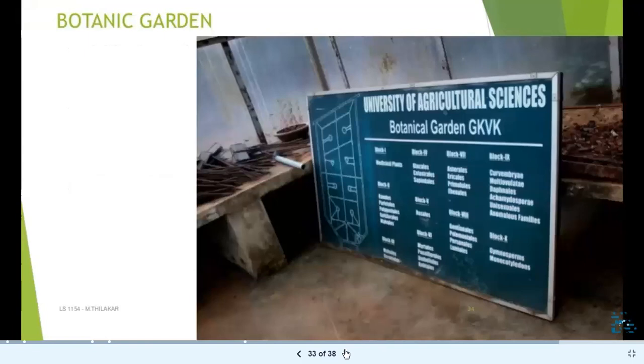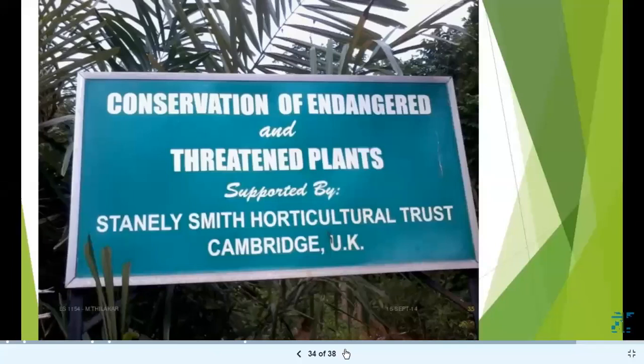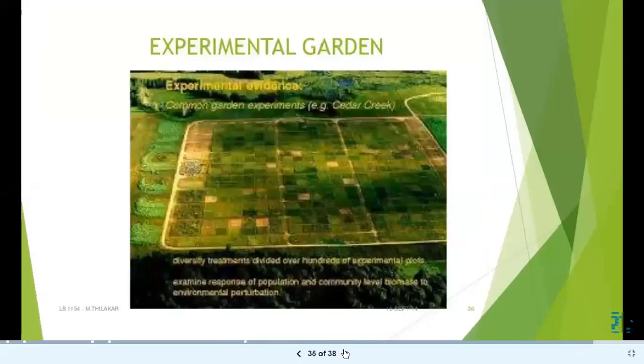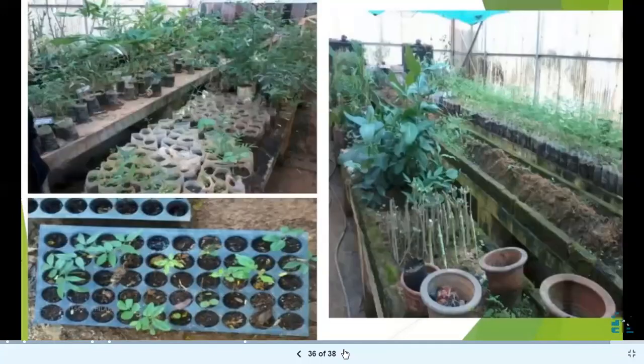This is an example of a botanical garden, which is an example of in situ conservation of endangered and threatened species. By making a botanical garden, an experimental garden in a controlled condition, such as a glass house or greenhouse, we can maintain some important plants, especially by the use of tissue culture techniques.